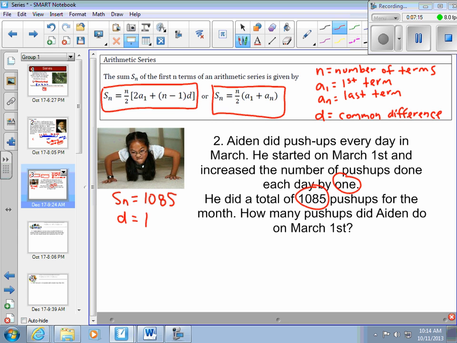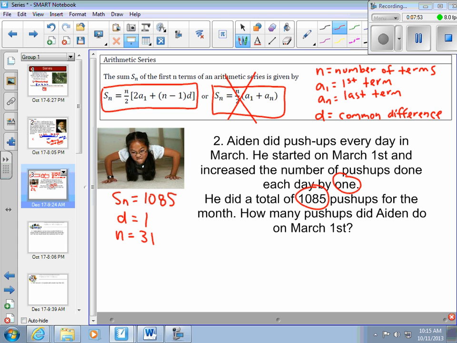There's also one more piece of information that's not specifically said, but he did the push-ups for the whole month. In the month of March, we have a total of 31 days. So the number of days is going to be 31 in this problem. Now we want to take the information and decide which equation would be best to use. With the information we have, we don't know how many push-ups Aiden did on the last day, so we can't use this formula. We want to use the first one here.